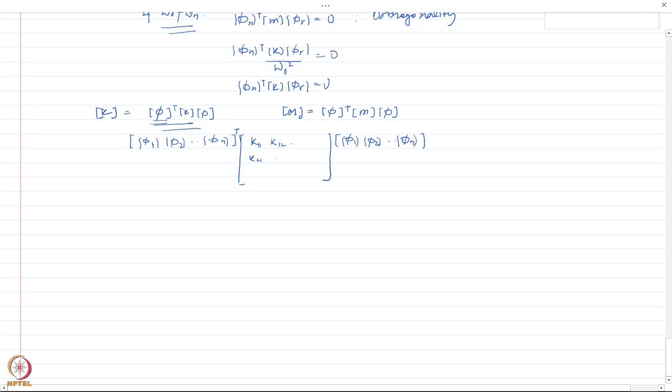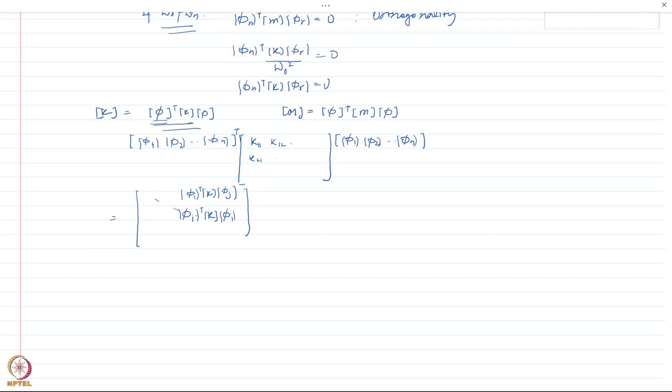Now if I multiply these elements here, what you will see is that for any ith jth term, what I will get is phi i transpose times the matrix K times phi j. So this is any ith jth term. Now if it is a diagonal term, then I can write it as phi i transpose K phi i, and any off-diagonal term I can write as phi i transpose K phi j, where i is not equal to j.